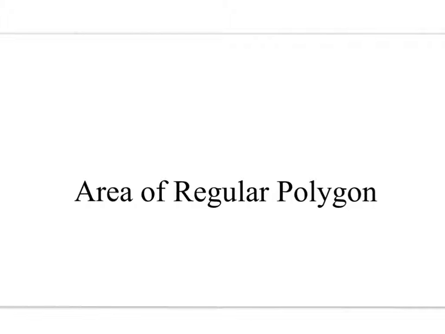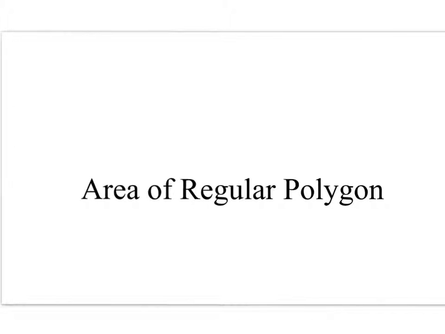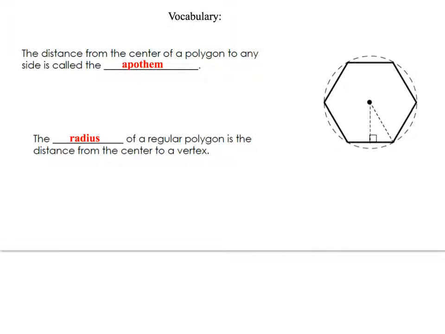Here's our lesson on the area of a regular polygon. And we know a regular polygon means all sides and all angles are the same. So regular means all sides and angles are the same. All right, before we present the formula to you, I want to show you the vocabulary.